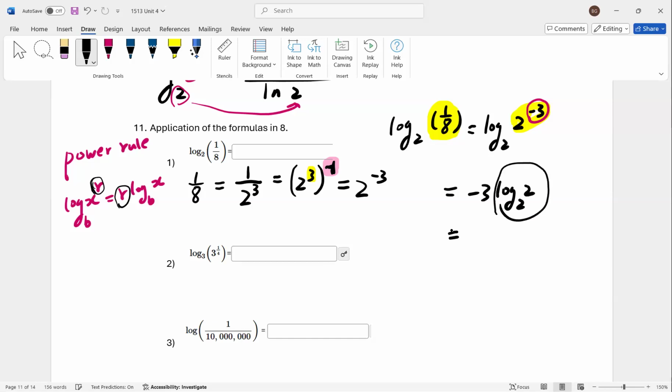And anybody can tell me what is the log 2? What's the value of the logarithm expression with base 2 and the argument is also 2? Base and argument are identical. 1. Yes, very good. We learned that formula. I think that's the second formula, right? Log with base b of b is 1 because it's equivalent to b to the power 1 equals b, right? When we have a log whose base and argument are identical, the value of the log is 1. So -3 times 1 is -3. So the answer here is -3.